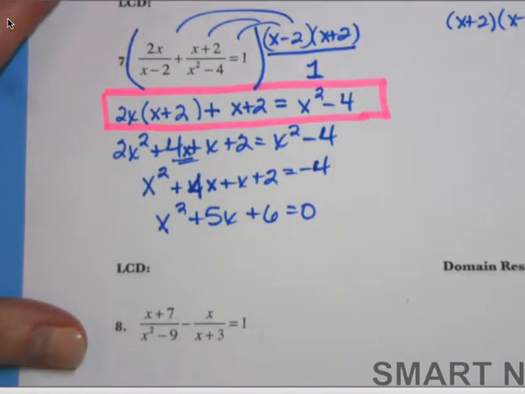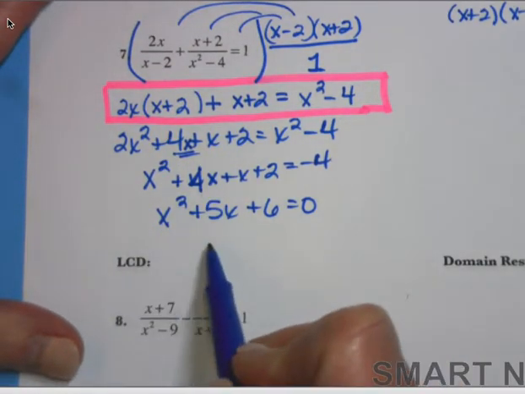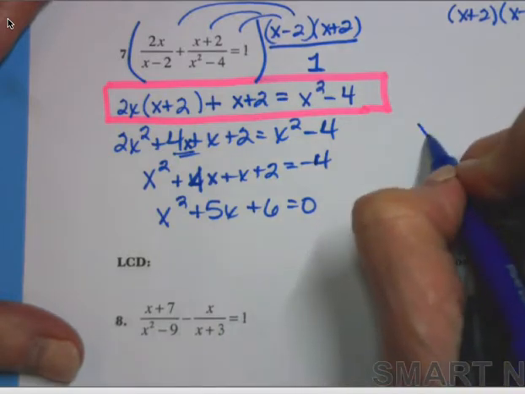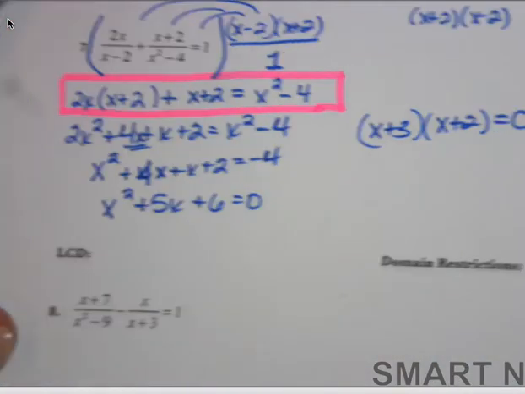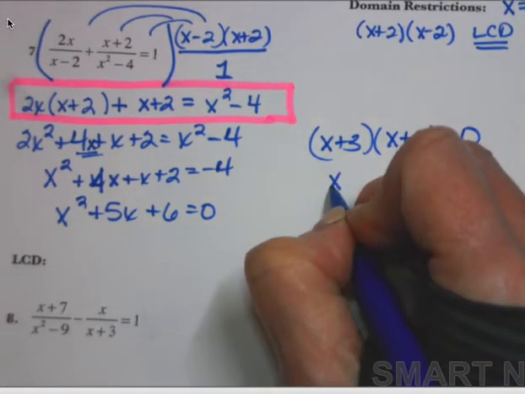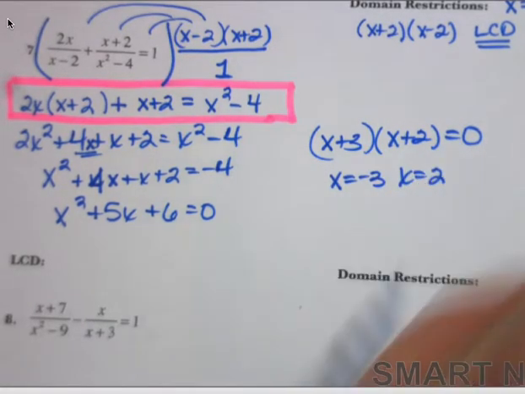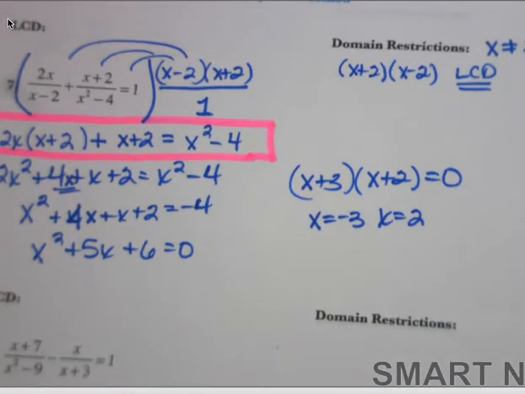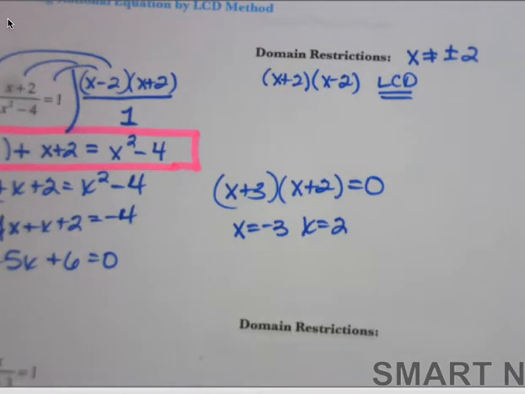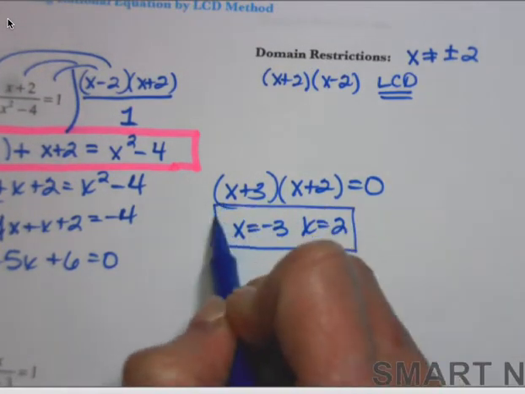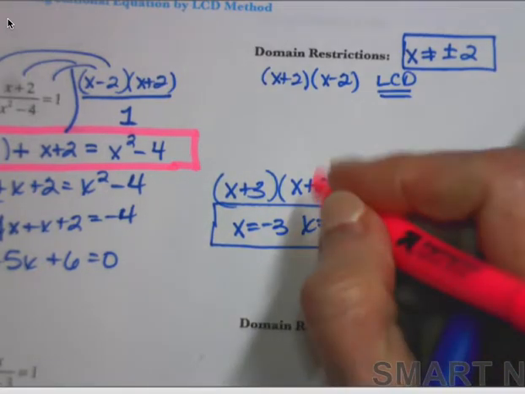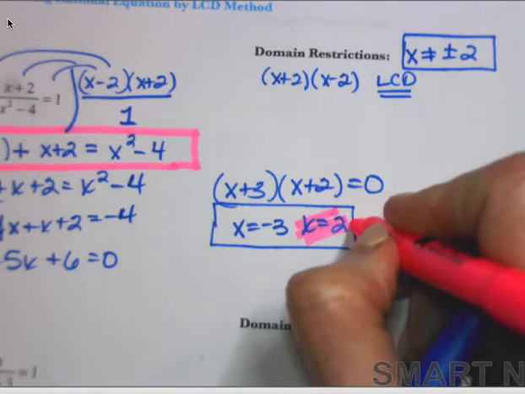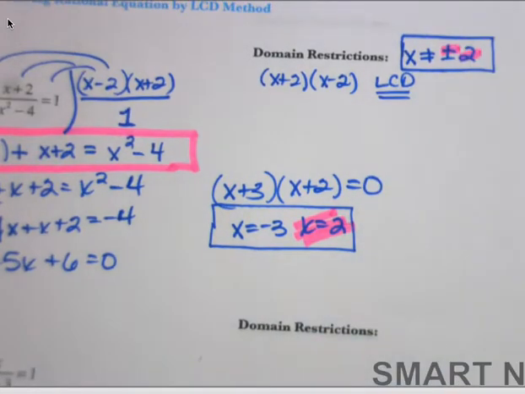Okay, now this is going to result in a quadratic to be factored. So I'm going to factor this as x plus 3 times x plus 2, setting that equal to 0. So my two roots or solutions are going to be negative 3 and negative 2. And now when I'm solving a rational equation, I have to go back and compare my solution set to the excluded values or the domain restrictions. And you can see that I have positive 2 as a root, and positive 2 is also part of the excluded values set.